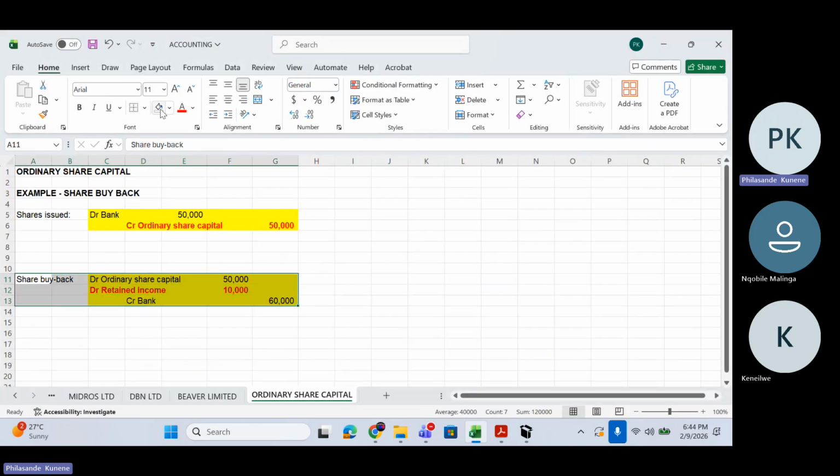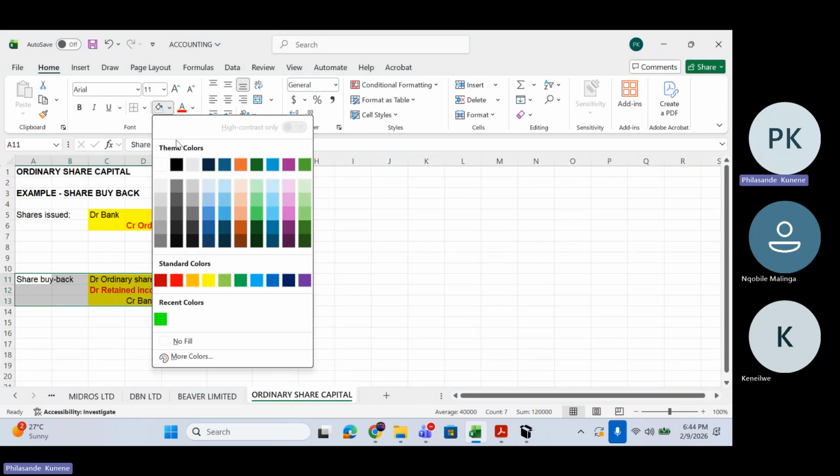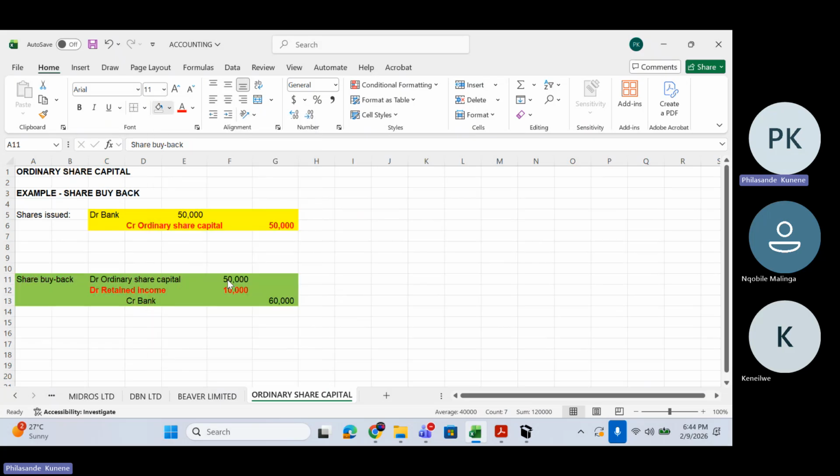So we only have a 3-line journal entry if we bought shares back at a higher price than what we issued at. That is the only time you're going to have a 3-line journal entry. Do you guys understand this thing? Yeah. Please.